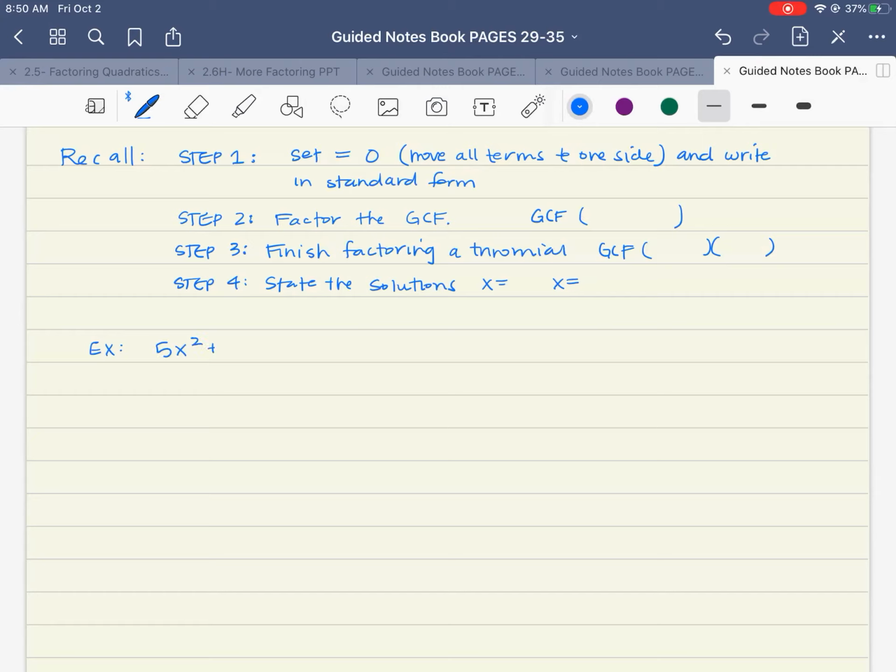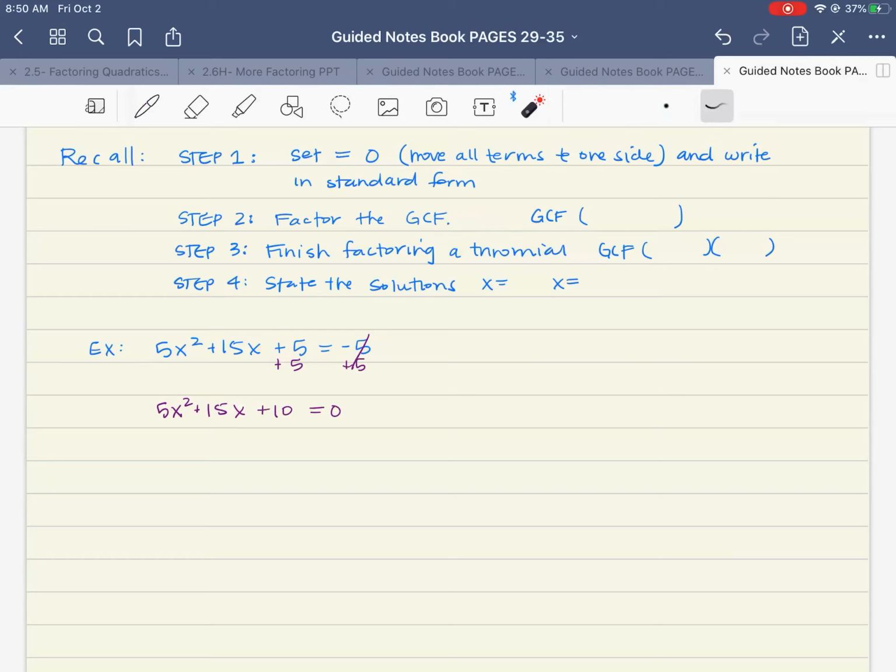So an example would be something like we've got 5x squared plus 15x, and let's say we have plus 5 is equal to negative 5. So the very first thing that I would do is set it equal to 0. So I have a negative 5 on the right-hand side of the equation that I would add to this side, and I would make sure that I combined it with its like term. So I would have 5x squared plus 15x plus 10.